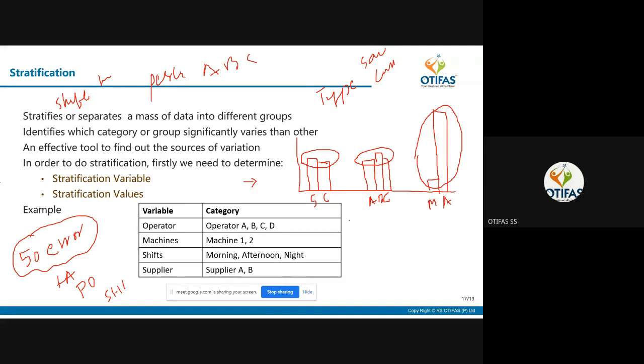Now suppose my question is, suppose this shift data would have been like this, will you say there is any significance?